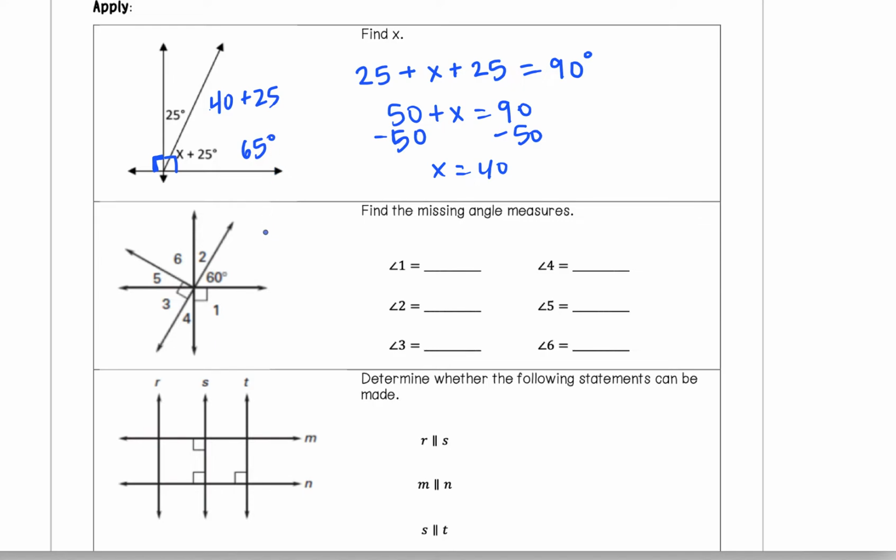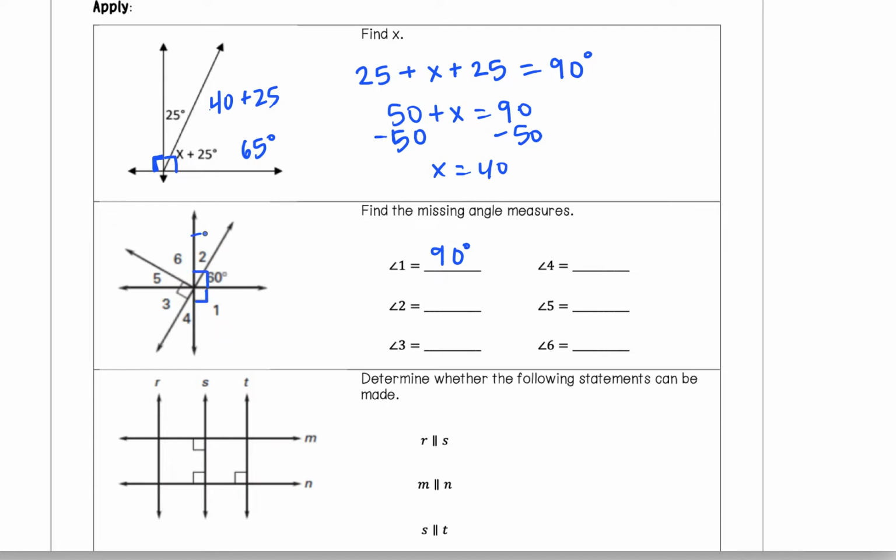In the next picture, we are given a bunch of different lines that are intersecting at various places, and some angles are marked, some aren't. Angle 1 is given to us with the box. This is identifying that it is a 90-degree angle. From there, we're going to use some conclusions from our theorems today to help us figure this out. So it looks like angle 1 will be a linear pair with this angle, and because that was 90, the other one must also be 90.